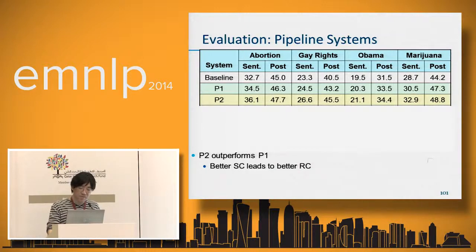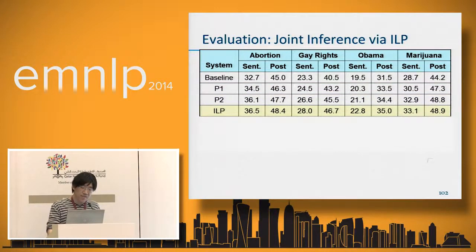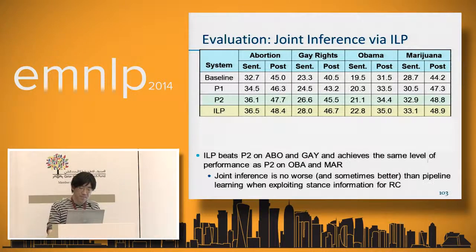Now let's take a look at the results of the ILP system. As you can see, ILP beats pipeline system P2 on 2 datasets and achieved the same level of performance as P2 on the remaining 2 datasets. And this suggests that joint inference is no worse and sometimes even better than pipeline learning when exploiting stance information for reason classification.